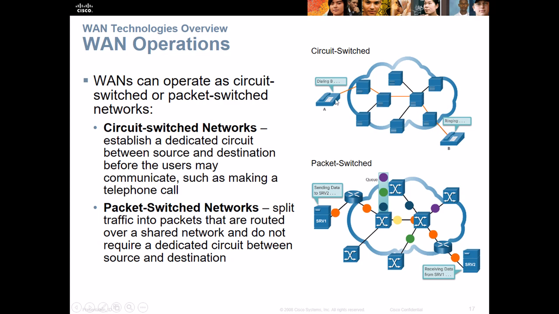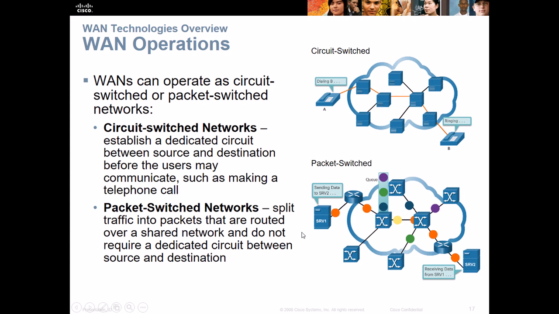But the problem with dial-up is the connection is slow. It's in kilobits per second, but you have a dedicated connection. Once that dedicated connection is done, that circuit is done, then somebody else can use it. That's what circuit switching is, but it's extremely slow. Dial-up and ISDN use this.